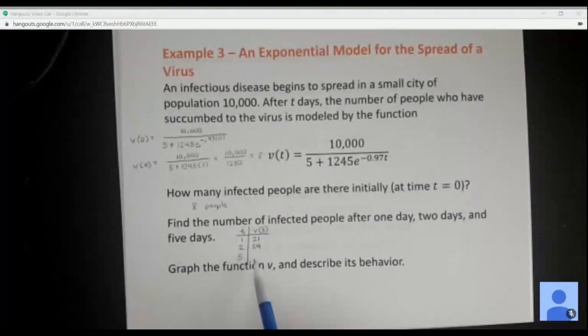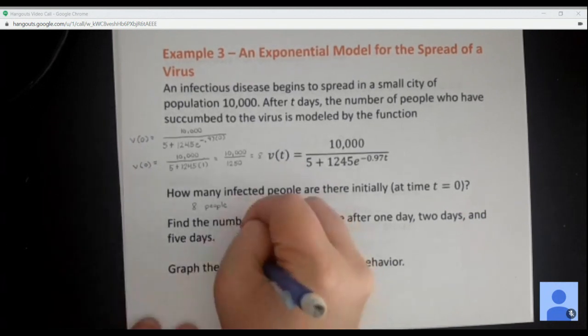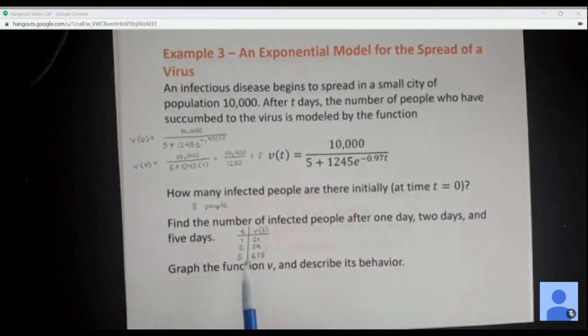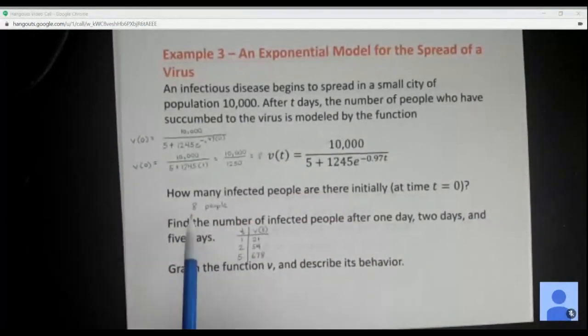So then at 5, has anybody gotten that one yet? Good. So 678. Okay. And just notice here, right? Just within 5 days, we went from having 8 people initially infected all the way up to 678 people that are now infected, right? Okay, so that number grew pretty rapidly after the initial starting point.